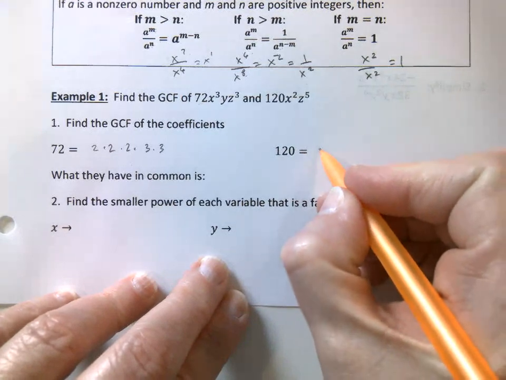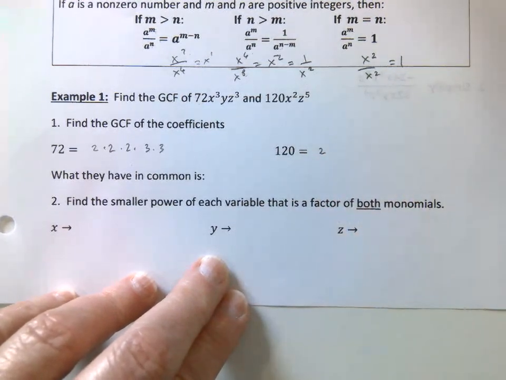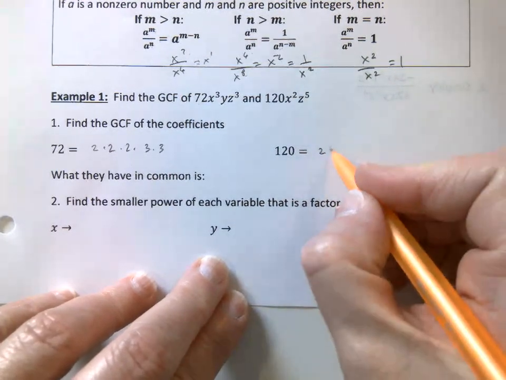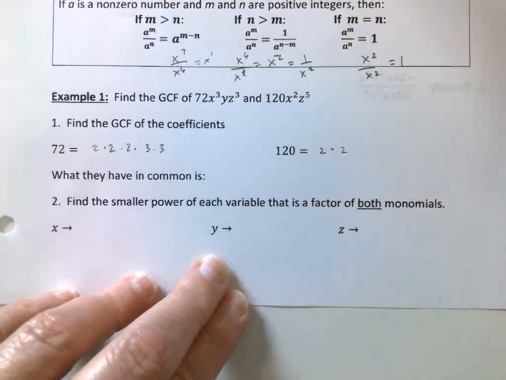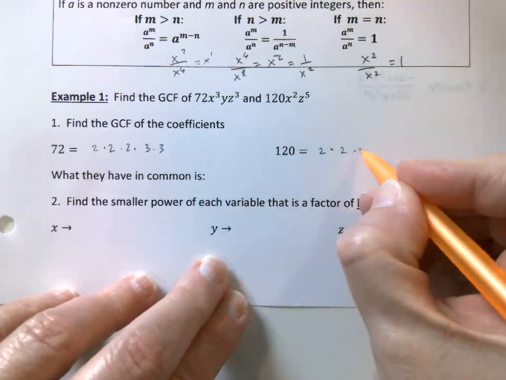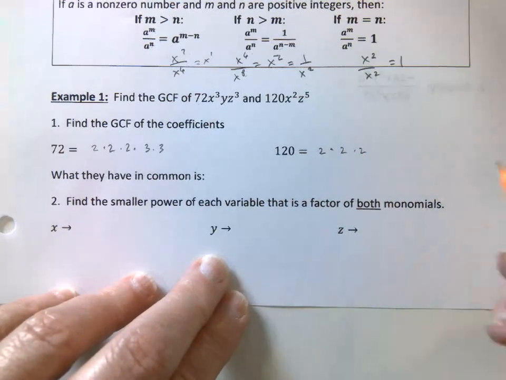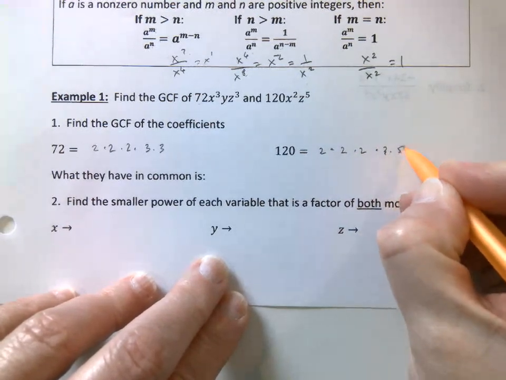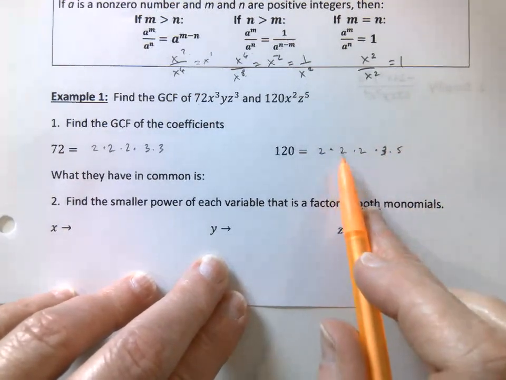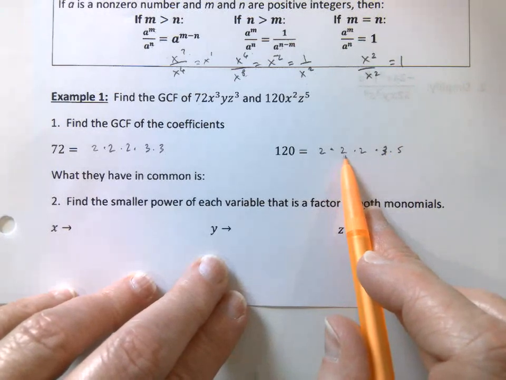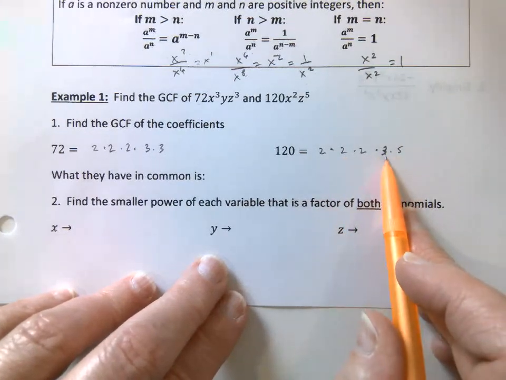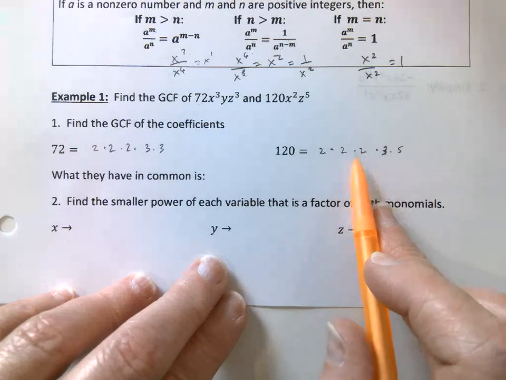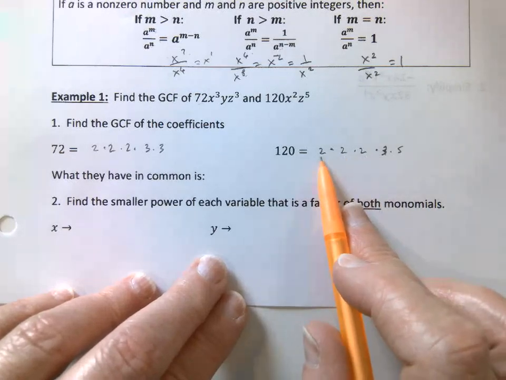Here I have 120, so 120 divided by 2 is 60, 60 divided by 2 is 30, 30 divided by 2 is 15, which is 3 times 5. Let me go back and double check. Actually, I'm going to go this way. 3 times 5 is 15, times 2 is 30, times 2 is 60, times 2 is 120.